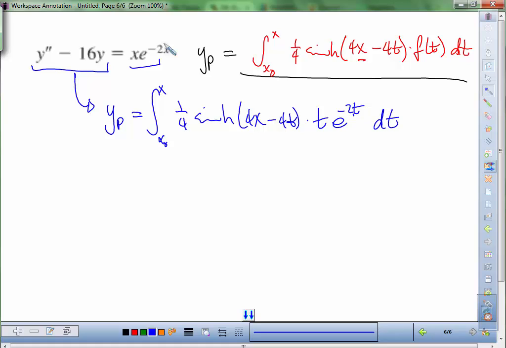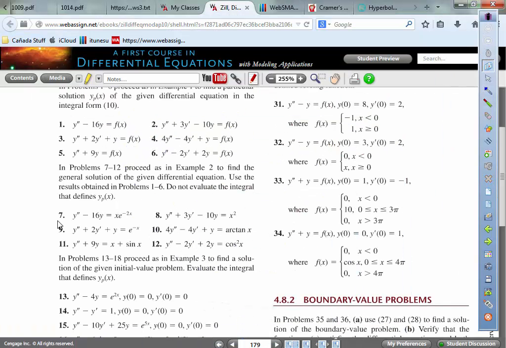Okay? Yeah, and in this particular problem, they say find a general solution for the given. Oh, they want us to find a general solution. I guess we're not quite done yet. Use the results obtained from 1 through 6. Do not evaluate the integral. So if they want the general solution, then we have to provide the other business, the homogeneous portion. So let's do that.